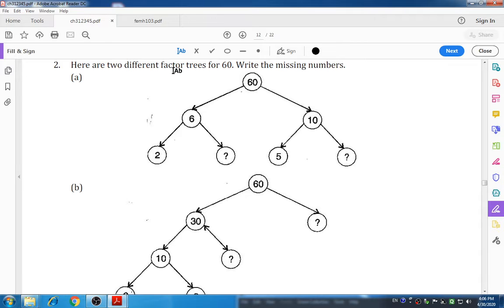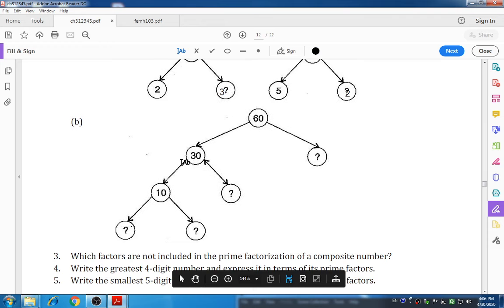Here are the two different factor trees for 60. Write the missing numbers. Look at here, 60, 6 and 10. 6 times 10 is 60. So for the 6, what do we have to write here? 2 3s are 6, so I have to write here 3. And for the 10, what do we have to write here? 5 2s are 10. So we have to write here 2.